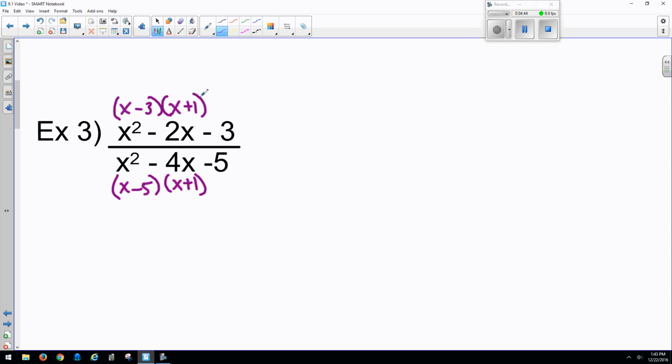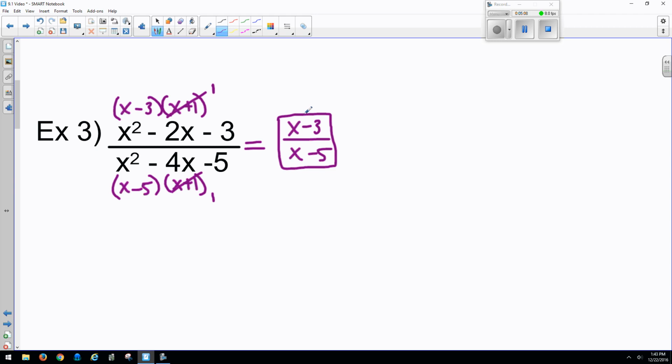And so I'm going to divide out the x plus 1. I'm going to hold the spot with a 1. And the x plus 1 here, I'm also going to hold the spot with the 1. Sometimes it just helps you remember, oh yeah, I still have a numerator. All right, so in the numerator here, I'm left with x minus 3. And in the denominator, I'm left with x minus 5. And there's nothing else I can simplify there.